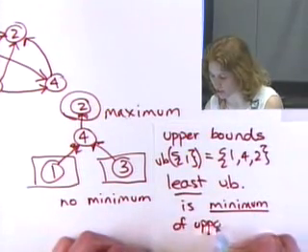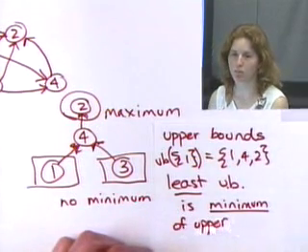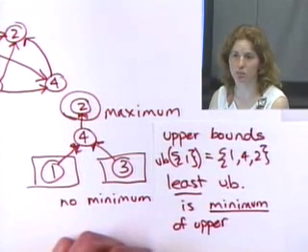So it's possible actually to have upper bounds but not to have a least upper bound because I have to have a minimum. So if there were several minimal elements out of the upper bounds, then I can't have a least upper bound.